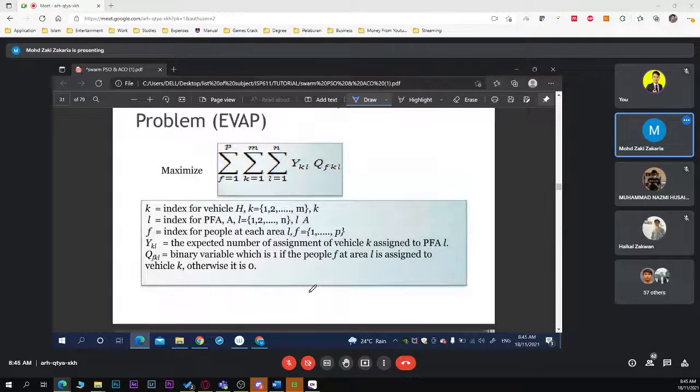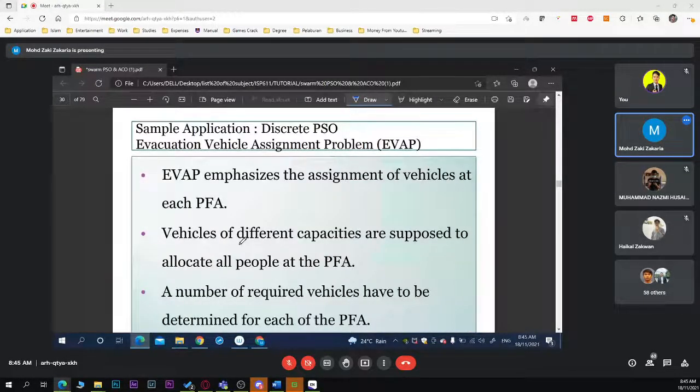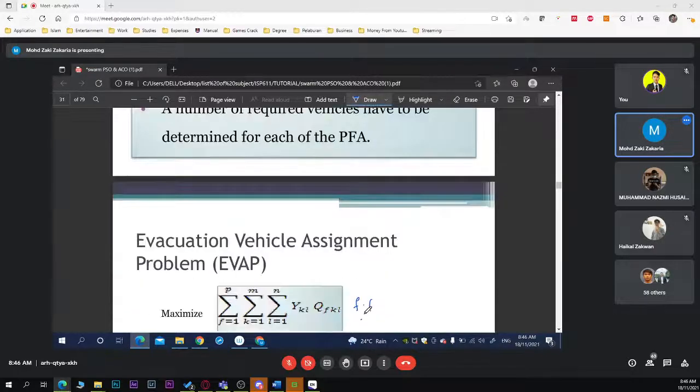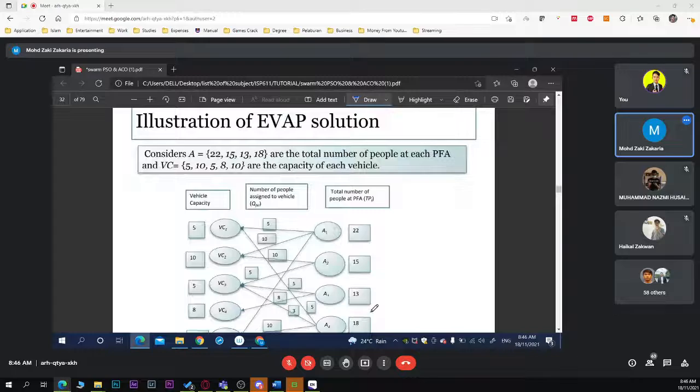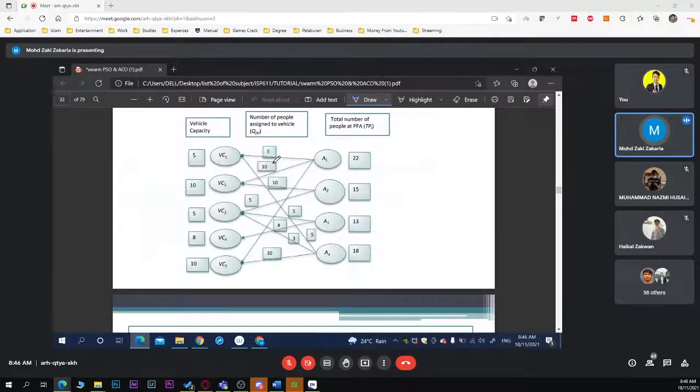Okay, this example, this is the fitness function for this problem. So the evacuation vehicle assignment problem, for example for flood, banjir. So how to assign, how to manage the movement of vehicle, for example. Okay, this is what we call number of people assigned and so on, the total number of boat, for example.